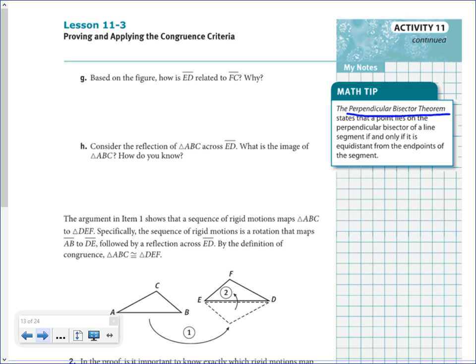If you have a point that's on the perpendicular bisector, then it has to be equidistant from the endpoints of the segment. So if this is my perpendicular bisector, this distance and this distance have to be the same thing.